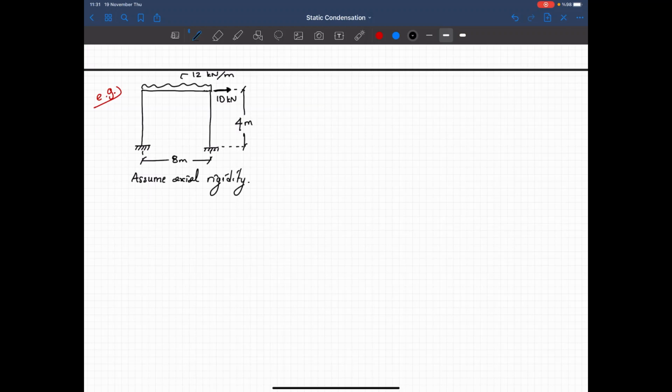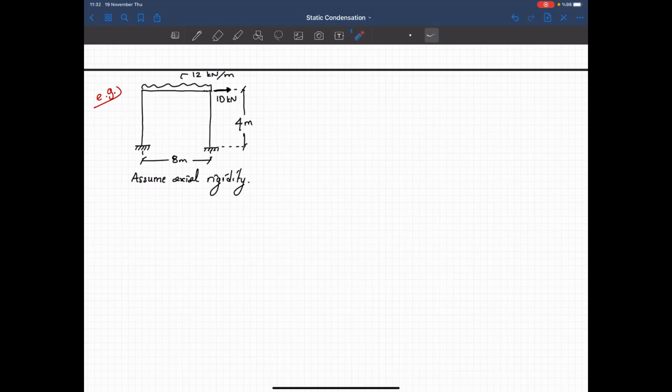Now, what I want to calculate is just this. If I want to pull this structure in this direction, how much resistance will I get? That's the only question I have. I don't care about the rotational resistance or anything. The only thing that I want to do is this. I want to pull it, okay? And how much resistance this frame will give me. That's the only question I have.